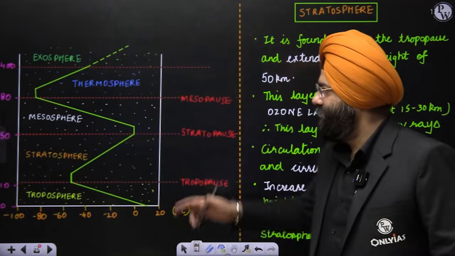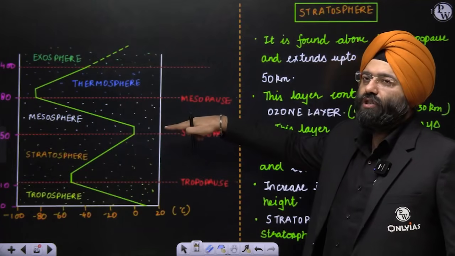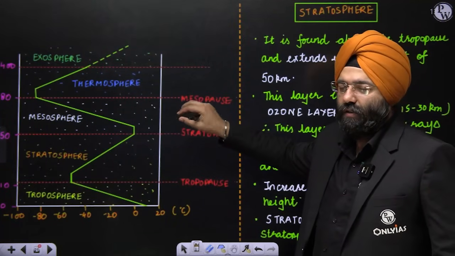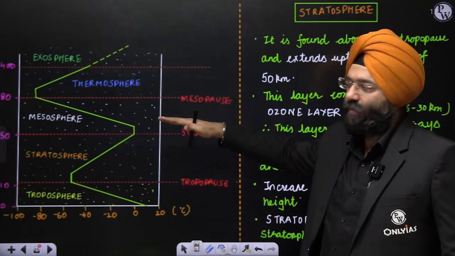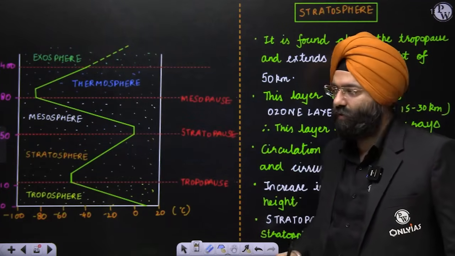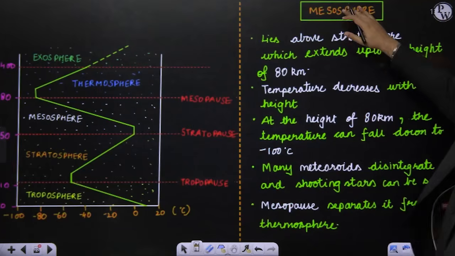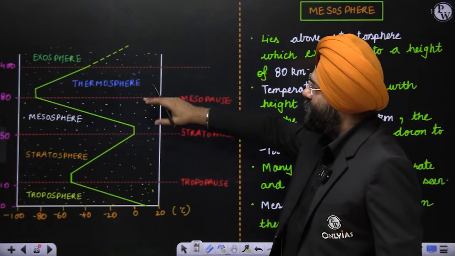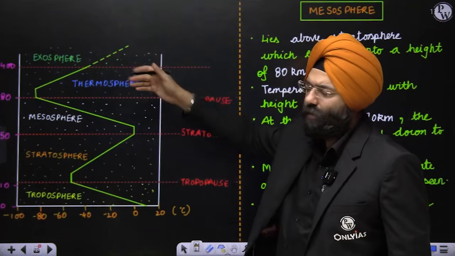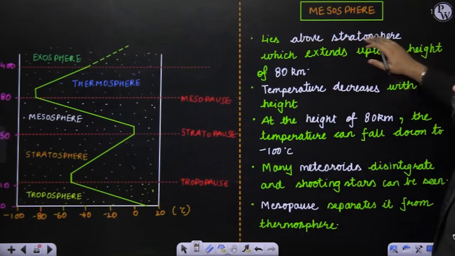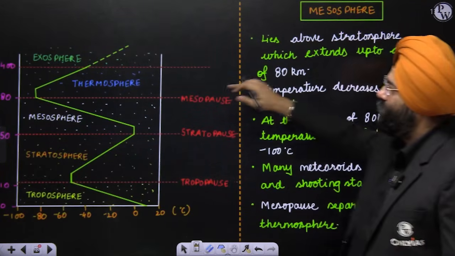So this is the stratopause. Again, there is no change in temperature in this particular thin layer. And after that, the mesosphere comes. So stratopause basically separates the stratosphere from the mesosphere, right? Okay. Next comes the mesosphere. Now this is the mesosphere. Again, mesopause will separate the thermosphere from the mesosphere, a similar thing. So see here, it lies above the stratosphere and extends up to a height of 80 kilometers, which I have mentioned here.